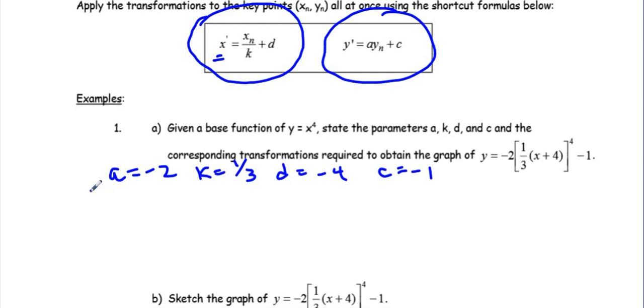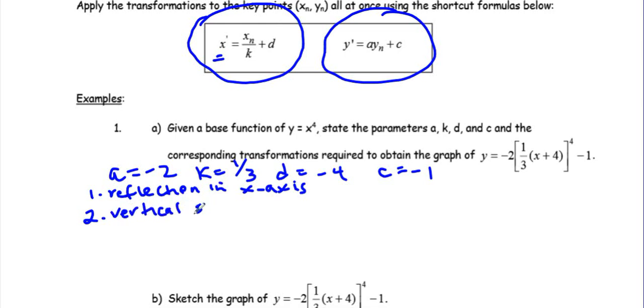All right, let's describe the transformations one at a time, left to right. So the first thing is the negative, which is a reflection, of course, in the x-axis. Number 2, we've got a vertical stretch, and I allow you to use BAFO, by a factor of 2.